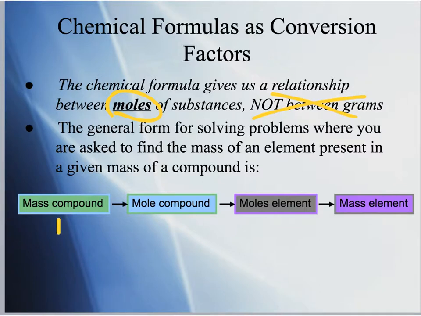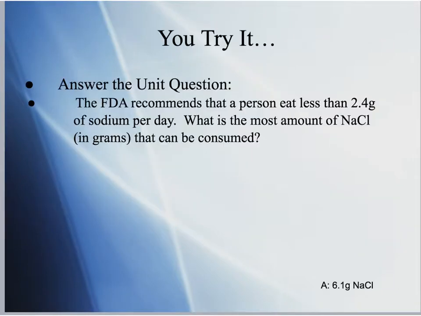So we'll start with the mass of our compound. The first thing we'll do is turn it to moles of the compound. Then we'll use our chemical formulas in order to get a conversion factor to turn it to moles of the element. And then finally, we can use our periodic table again to go from moles of the element to mass or grams of the element. So let's use this knowledge in order to answer this unit question here.